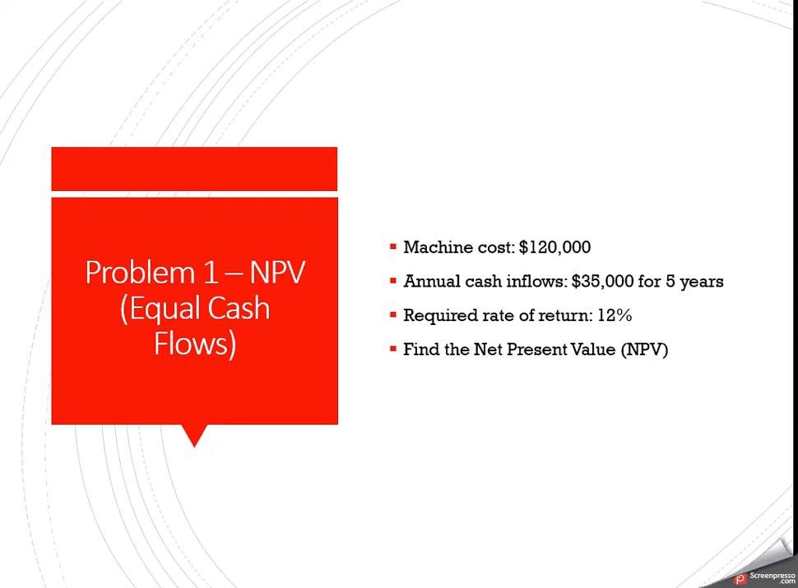So say we have a machine that costs $120,000. It's going to provide either cost savings or additional revenues to us. Inflows, though, at $35,000 for 5 years, and there's a required rate of return of 12%. So we have to at least make 12% on the deal, or we're not going to want to invest in it. So find our net present value.